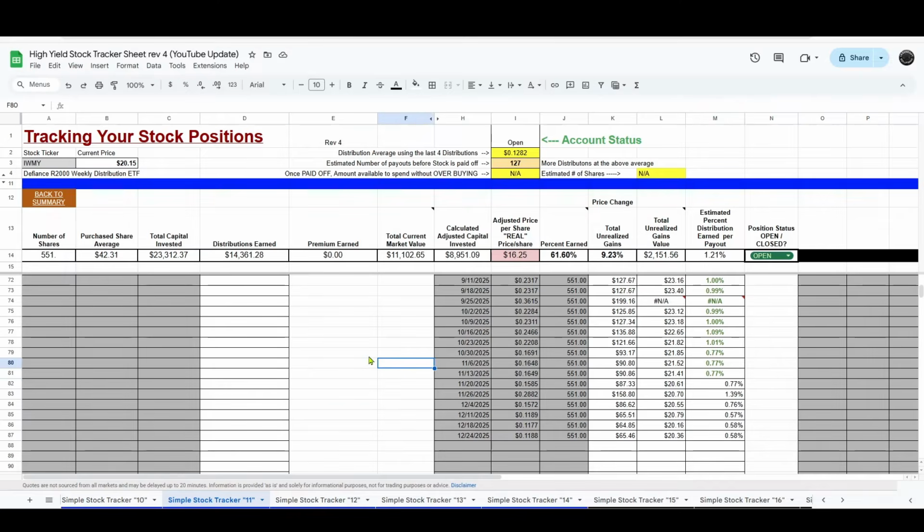But overall, I had to put the time in to help get that real price per share down. But that is not financial advice. Please make sure that you decide for yourself what you need to do in your portfolio.